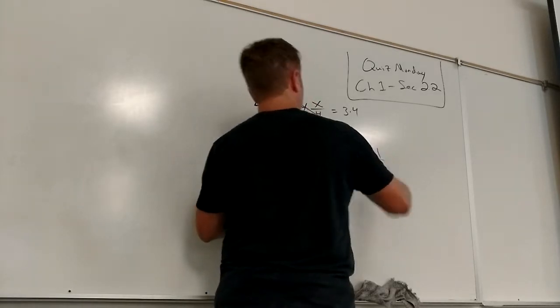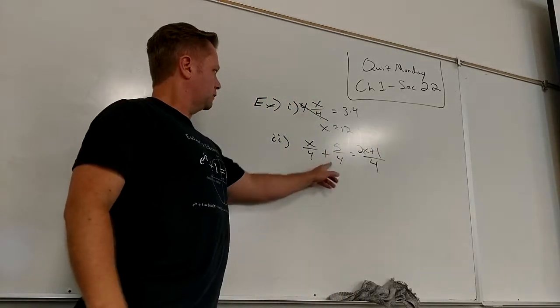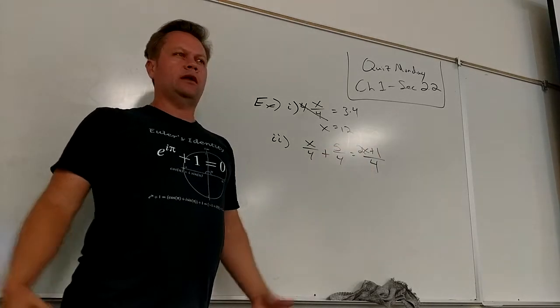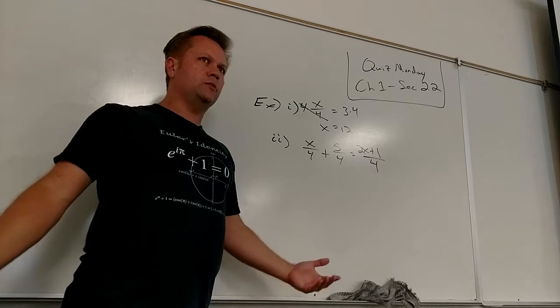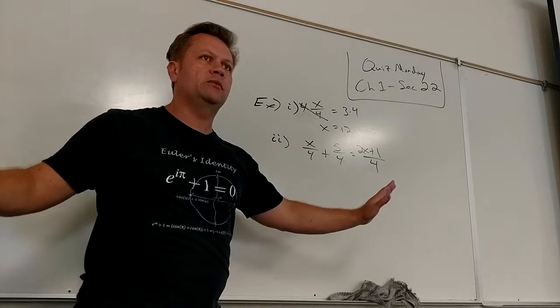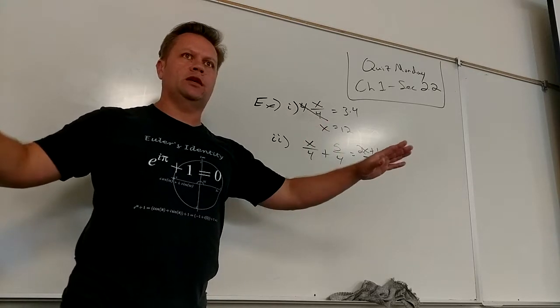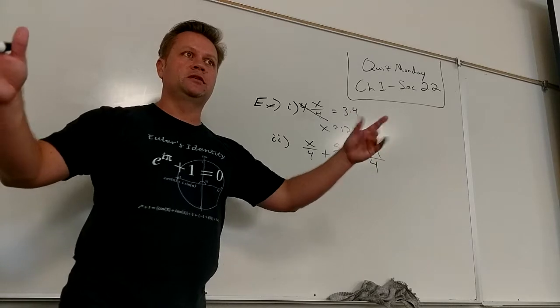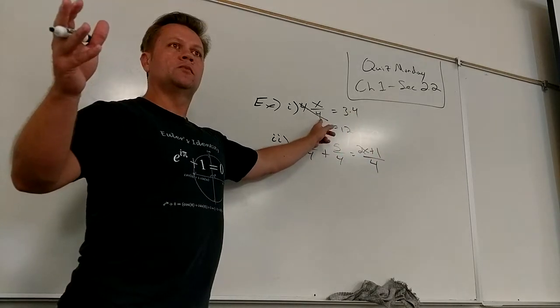Let's do this. 2x. So x over 4 plus 5 over 4 equals 2x plus 1 over 4. Now that looks more complicated, right? But notice how everything is being divided by 4. So what can I do to both sides to get rid of all those 4s? The same thing we did here. Do you guys see that?